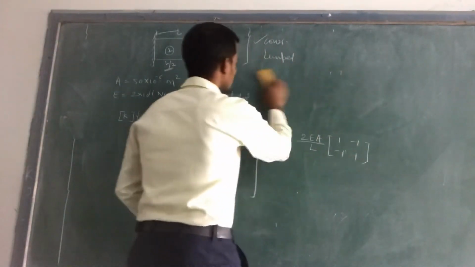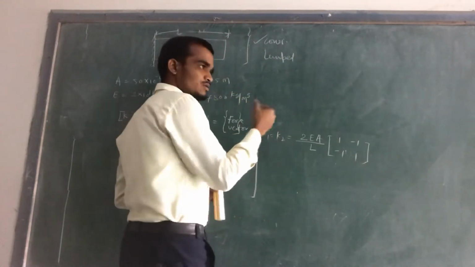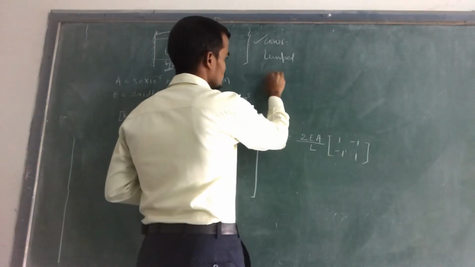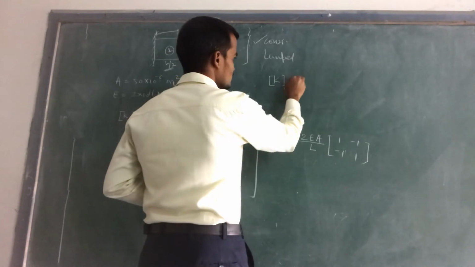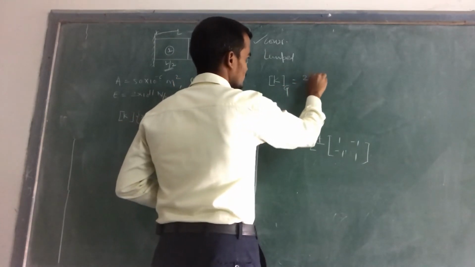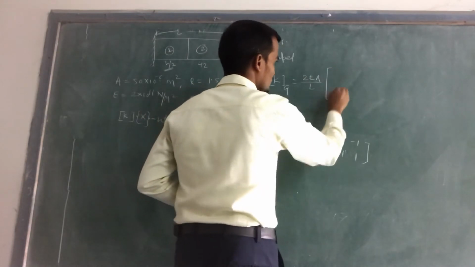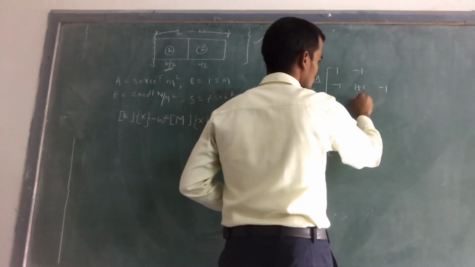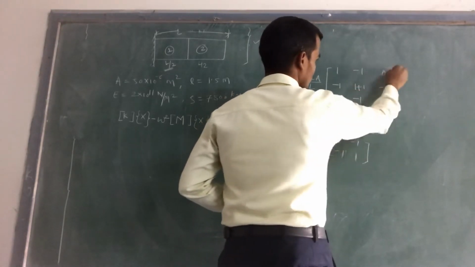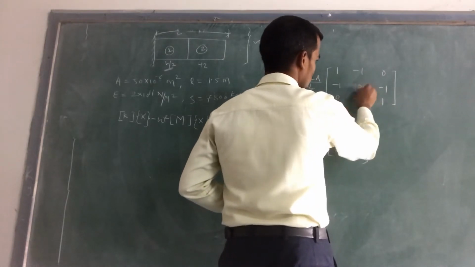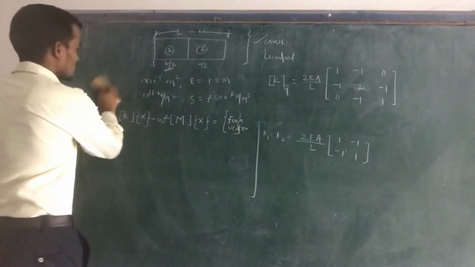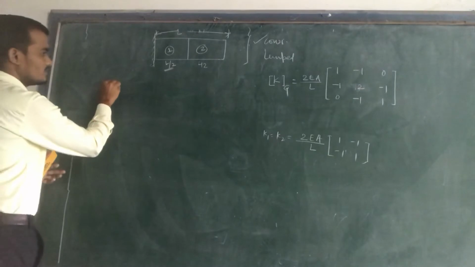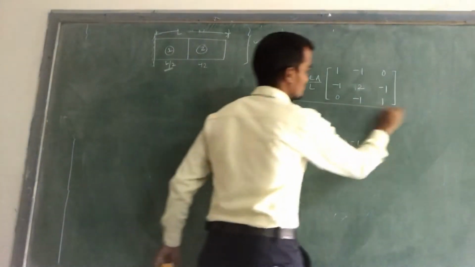The global stiffness matrix can be written as follows. Here there are only two elements, so the order of the global stiffness matrix will be 3 by 3. Kg will be equal to 2 times EA by L in bracket 1 minus 1 minus 1 1 plus 1 minus 1 minus 1 1, overlapped, and the remaining elements are equal to 0. Finally, this Kg is equal to this matrix.